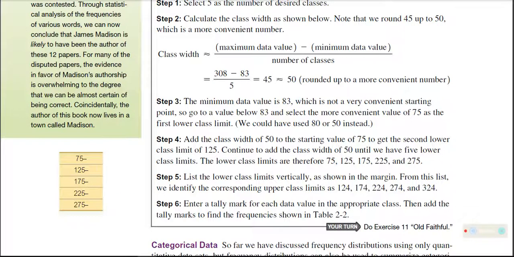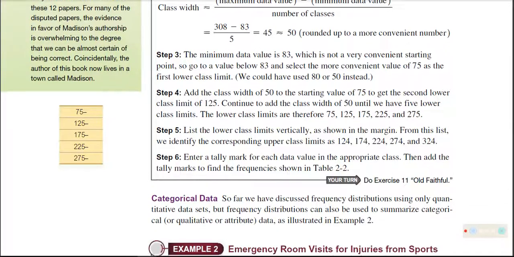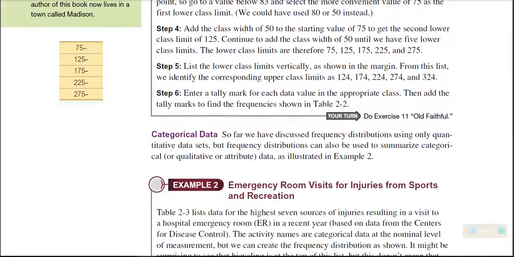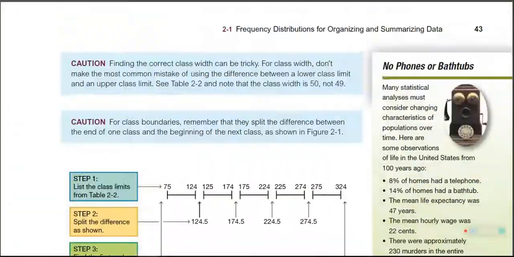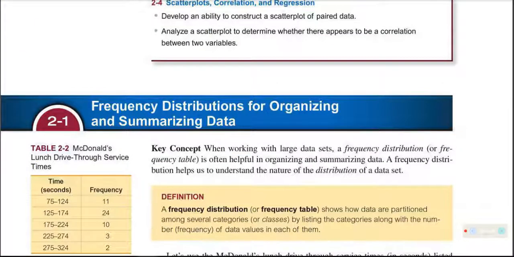Step 6. Enter a tally mark for each data value in the appropriate class. Then add the tally marks to find the frequency shown in table 2-2. Okay. So, 75 to 124, bibilangin mo lang kung ilan lahat ng between ng 75 and 124. So, sabi 11 daw. Check natin kung talaga.